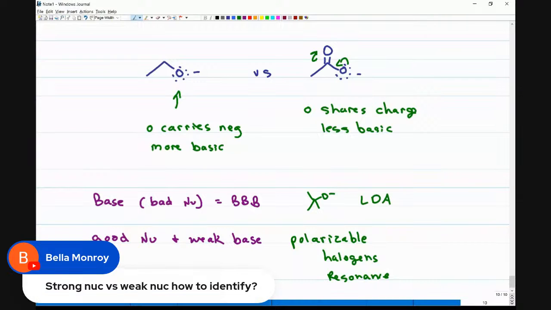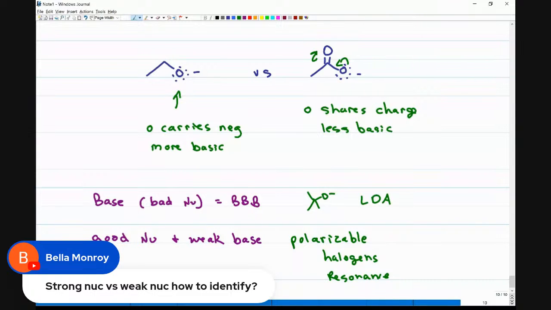And then if we're talking about strong versus weak, I'm really just looking for charge. If it has a charge, it's very unhappy. Charge is a burden. That makes it strong. If it doesn't have a charge, that means it's not looking to attack. And if it's not looking to attack, it's not a strong attacker.